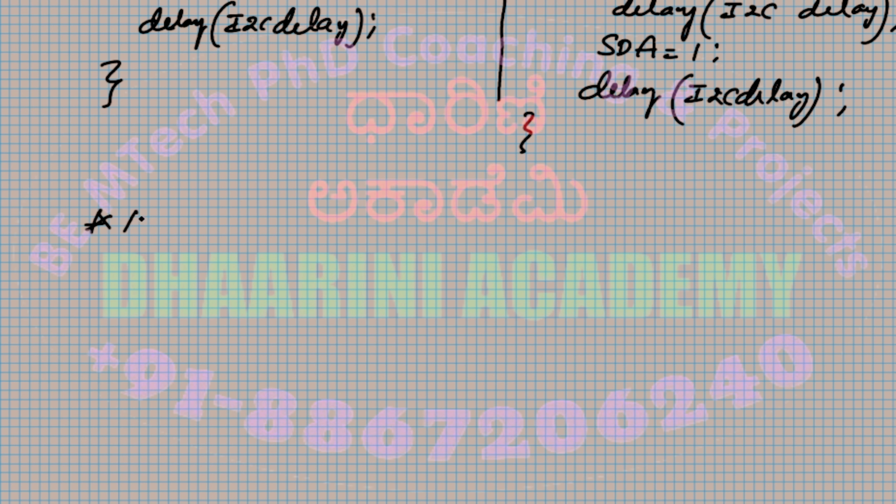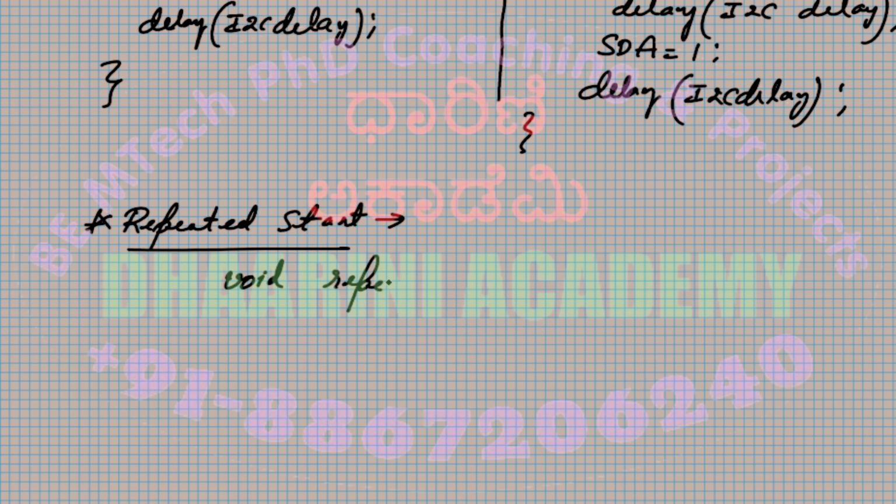Okay, so this is called a repeated start. I'll write a code here directly. It means that during the communication, master does not want to release the bus, and it asserts a repeated start condition to continue the communication. That is one thing. So this is how it's going to look like: void repeated start of I2C. You don't have to pass anything, so that will still be void.